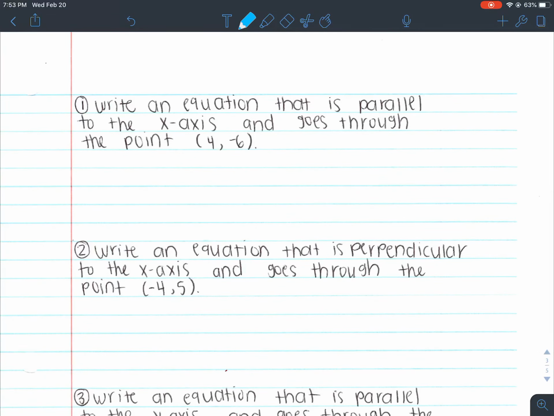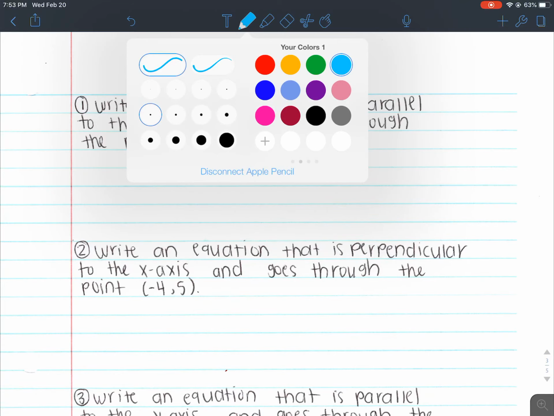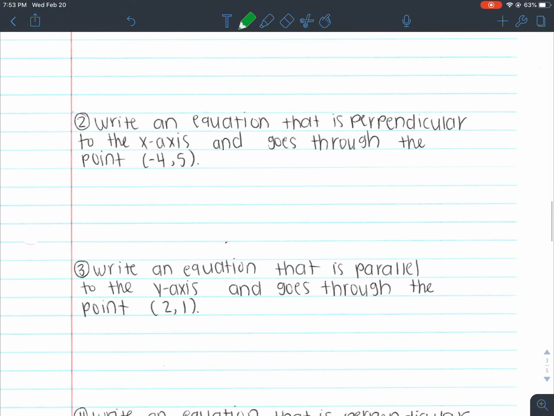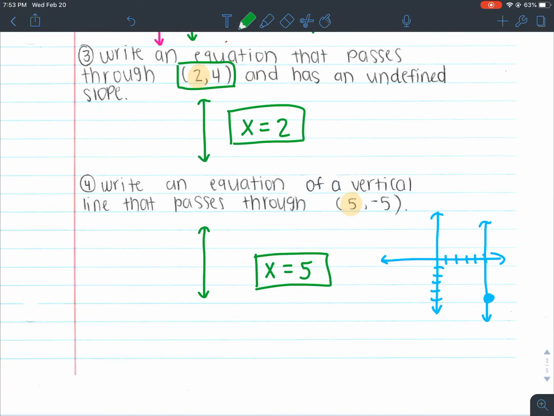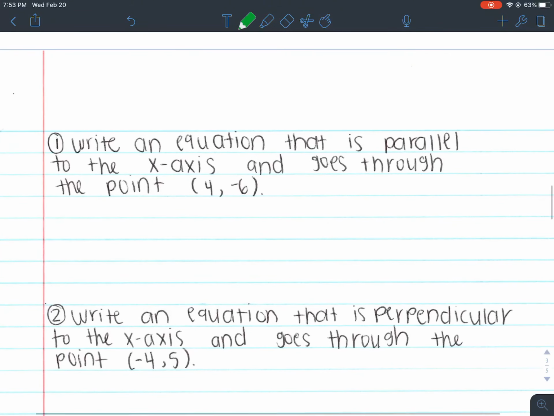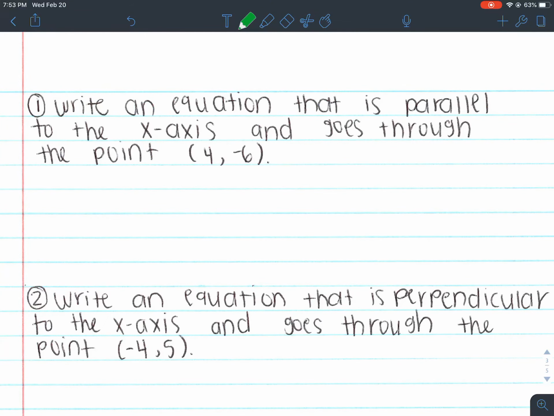All right, this next page is what you're going to most likely see on the test and on quizzes. Of course, the last page is also important to know how to do. Number 1, write an equation that is parallel to the x-axis and goes through the point 4, negative 6. Now these, I really do recommend drawing a picture. You don't want to make a silly mistake because these are really hard to get partial credit on. You either know how to do it or you don't know how to do it.